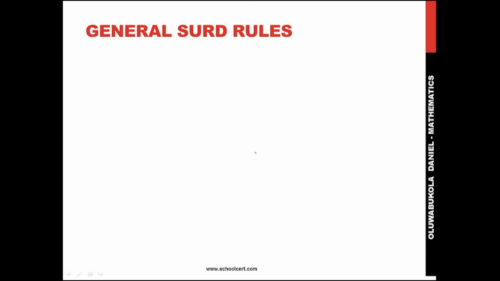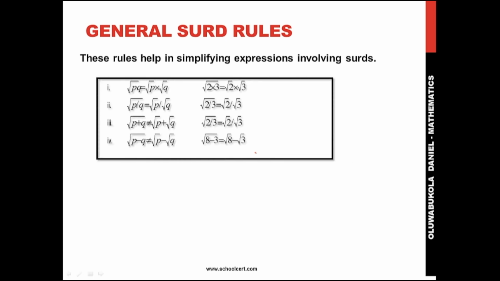Looking at the general Surd rules, these are actually guiding principles when resolving Surd-related problems. We'll have 4 basic ones which we'll be considering at this time. The first one has to do with multiplication. If you have two numbers which are being multiplied, they can be simplified like this. For instance, root of 2 times 3 can be broken down into root 2 times root 3.